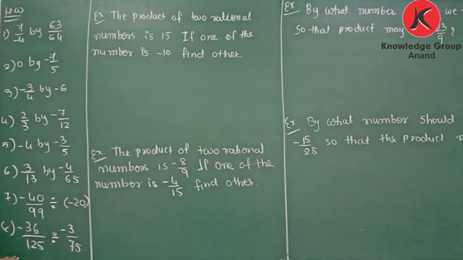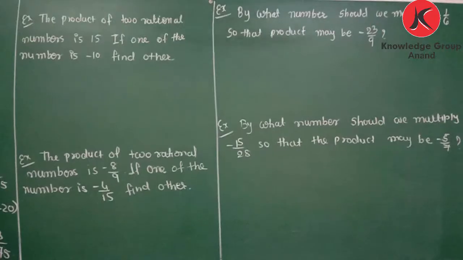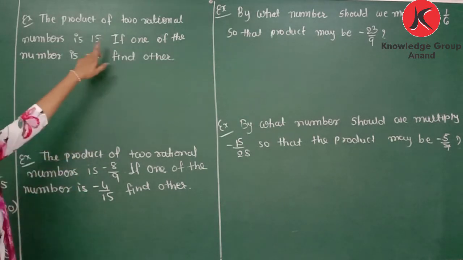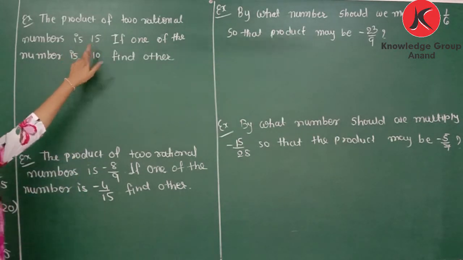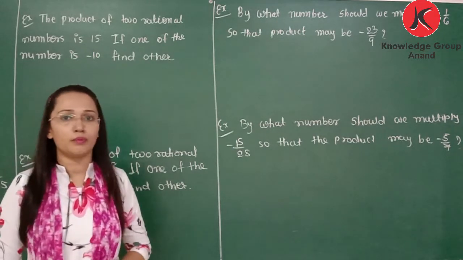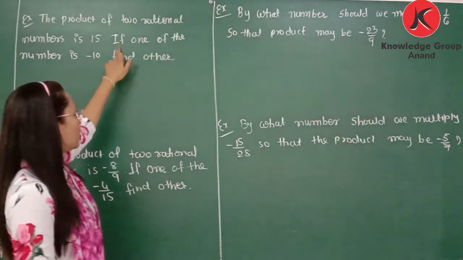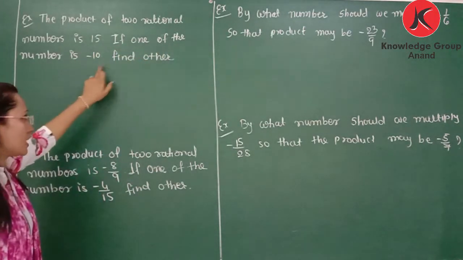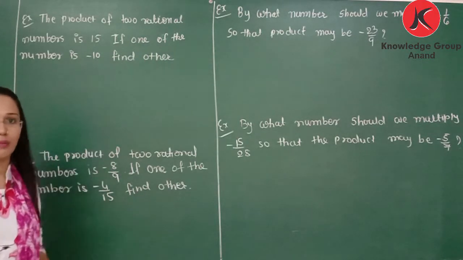Here some examples are given in homework. You need to perform the division of that. Now next example: the product of two rational numbers is 50. Means if we multiply two rational numbers, the answer is 50. If one of the numbers is minus 10, find the other number.